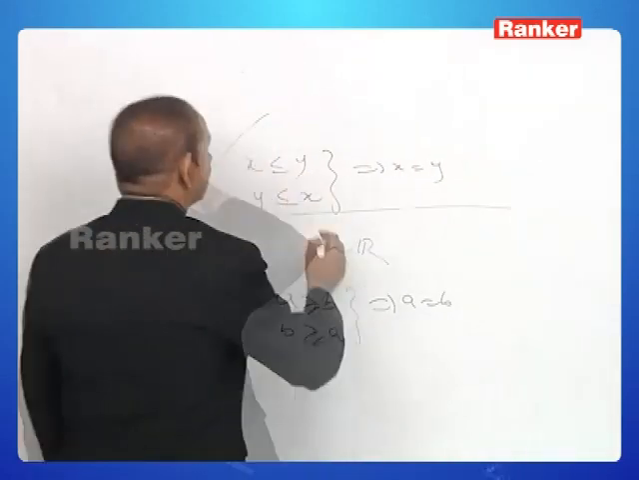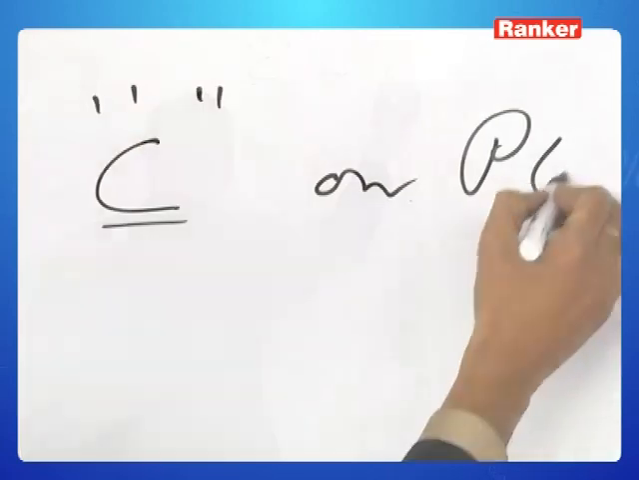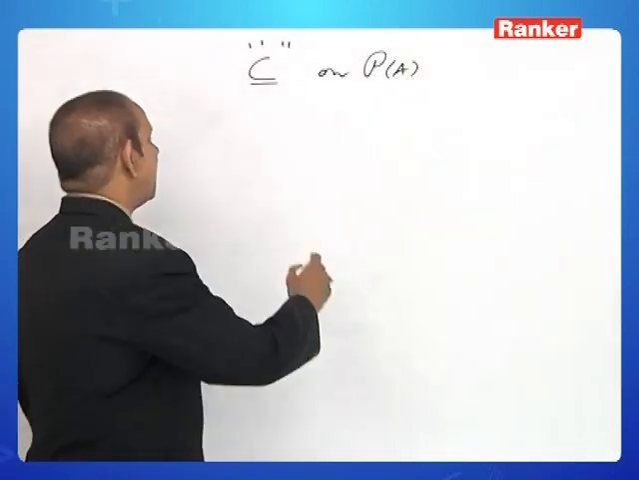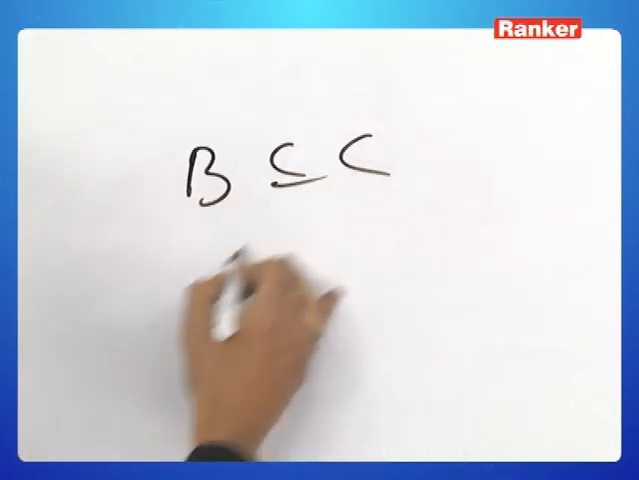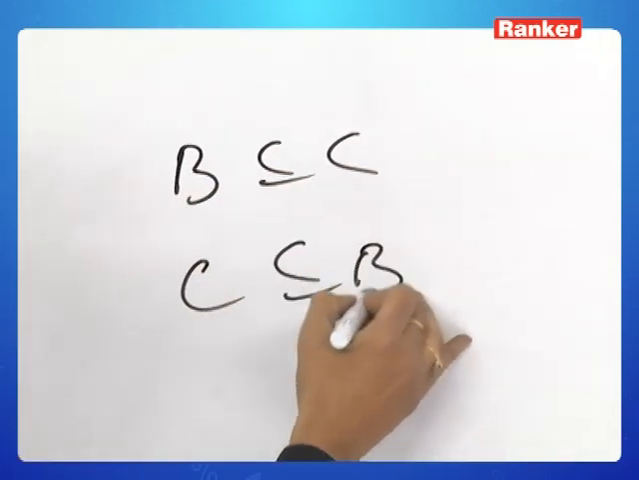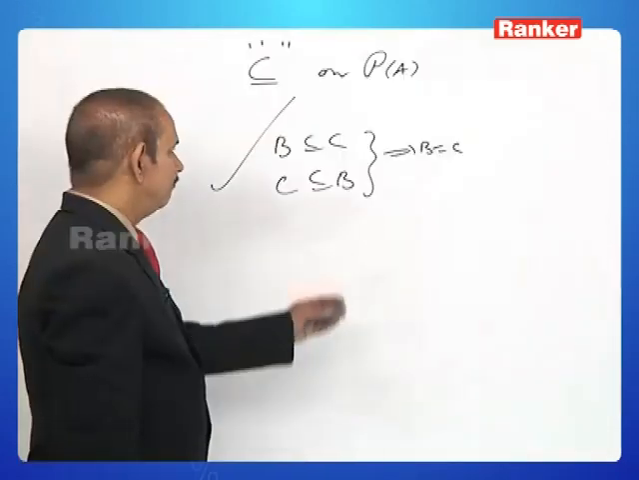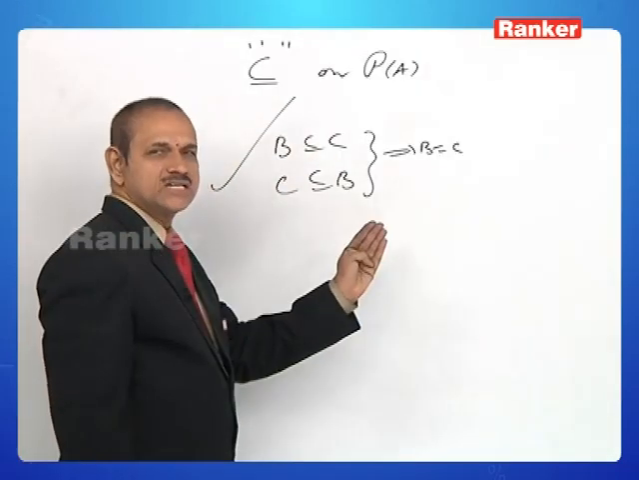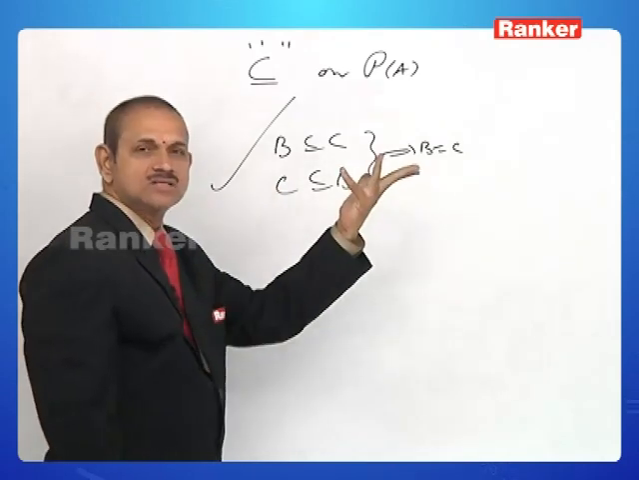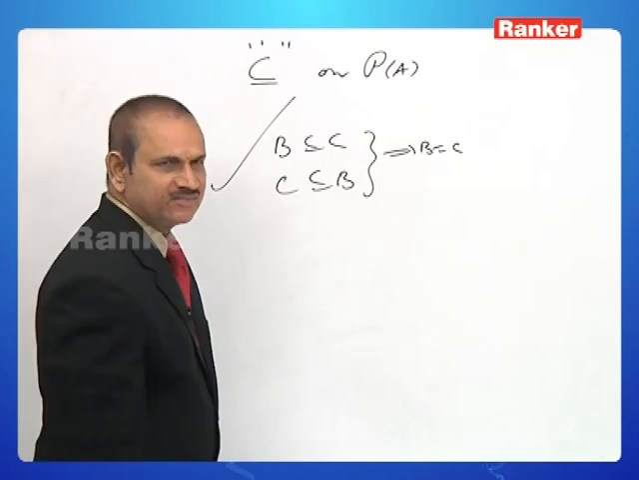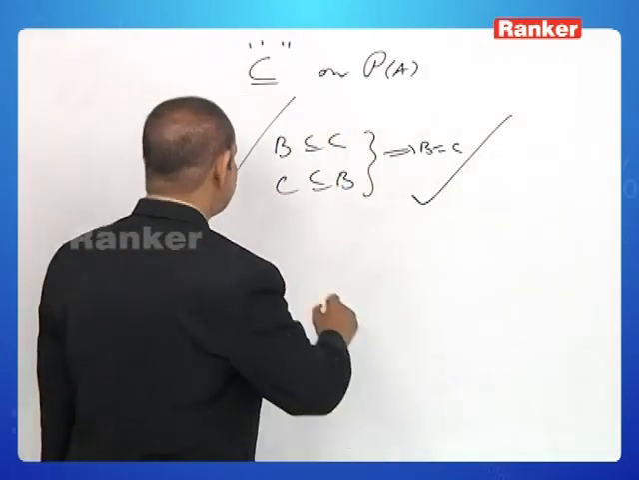One more. Consider the relation subset of on the power set of a set. If you have two sets, B subset of C and C subset of B at a time, what can you say? B is equal to C. B is related to C and C is related to B at once, then that implies B is equal to C. This is the nature of antisymmetry. One more thing is there.